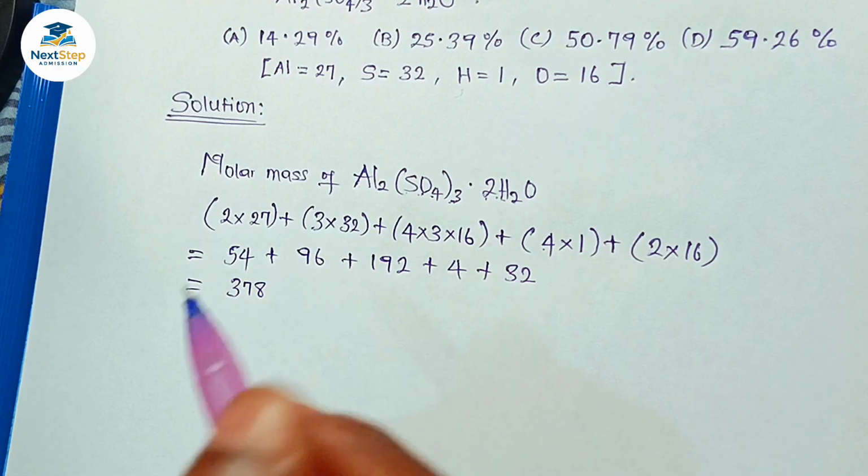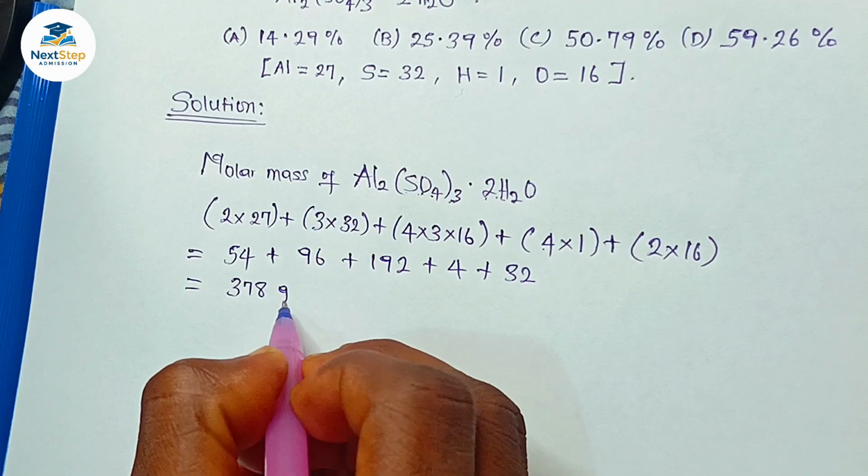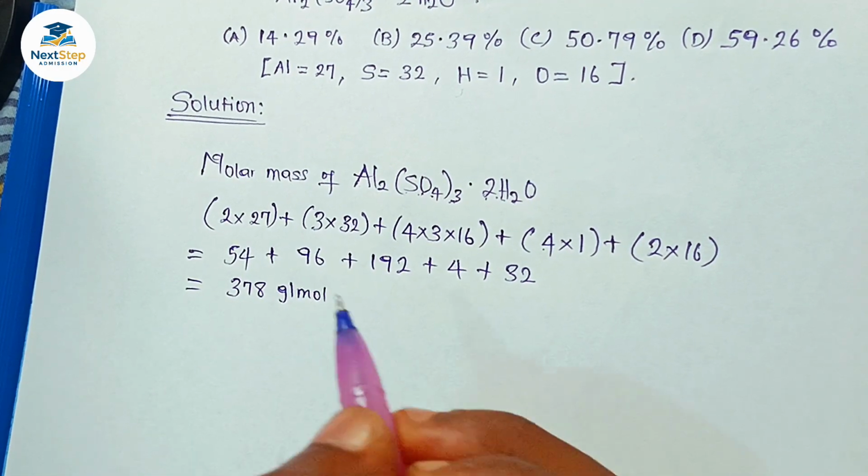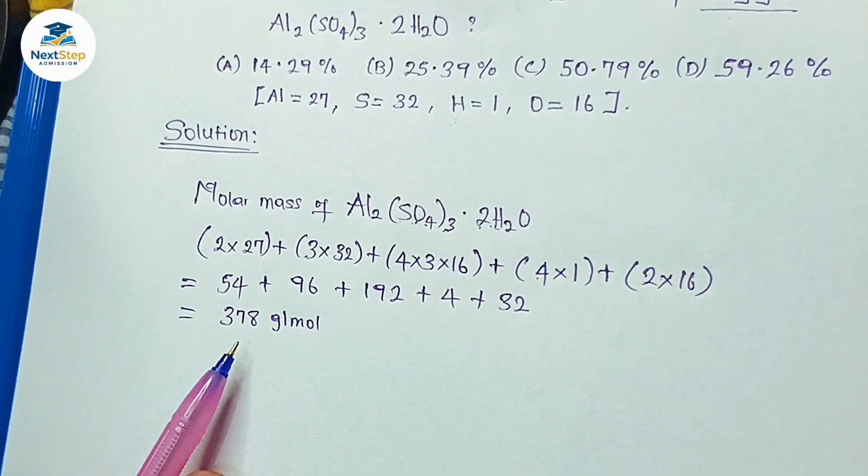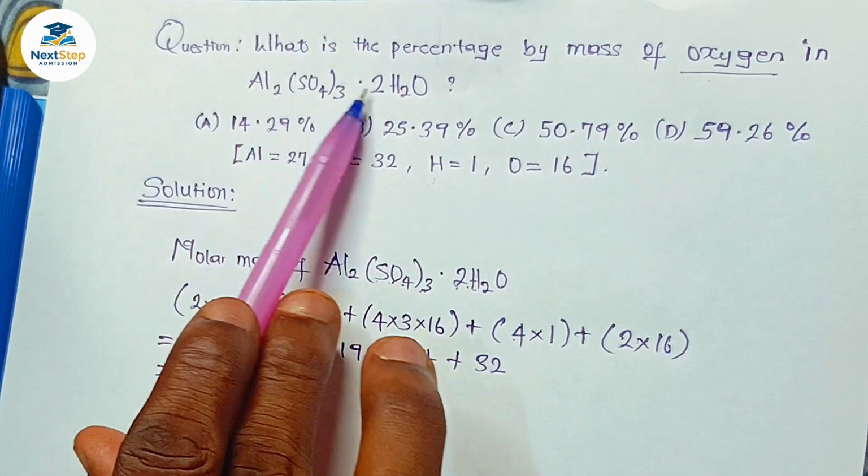378. Now, what is the unit of molar mass? It is gram per mole. Alright, gram per mole. That is the unit of molar mass. Now you've gotten the total mass of this compound.